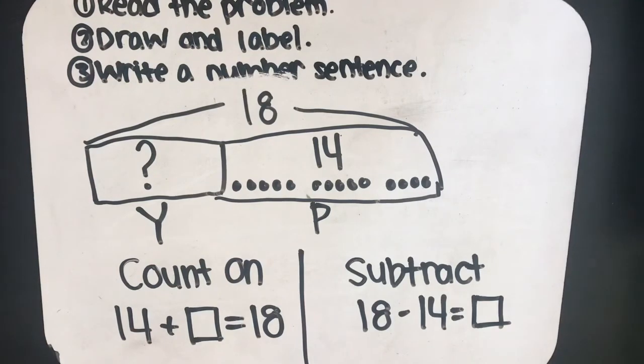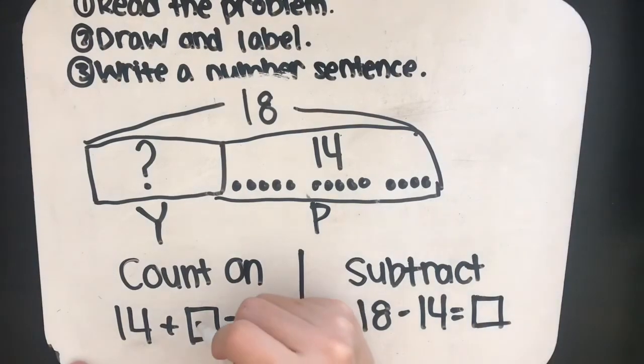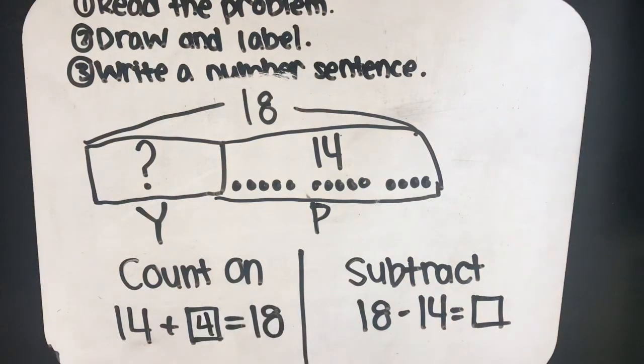Let's try the counting on strategy first. Let's count on from 14 and see how many times we need to count on before we get to 18. We have 14, 15, 16, 17, 18. How many times do we count on, first graders? We counted on 4 times to get to 18.